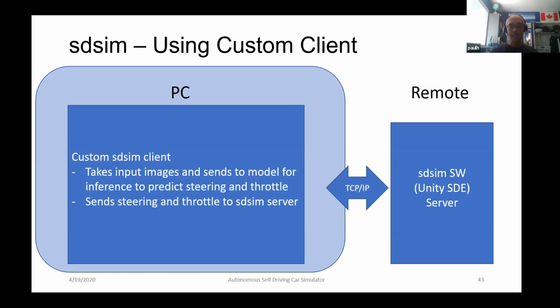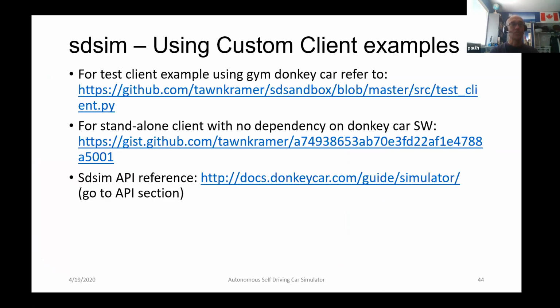And there's an API that's already defined for that Ton set up. So if you want to run your own custom client, there's some example code. You don't have to run the Donkey Car software, but if you do the Gym Donkey Car, there's a test client that already uses the Gym Donkey Car package. So I think this is like researchers that were doing this reinforcement learning already were using some environment like this.